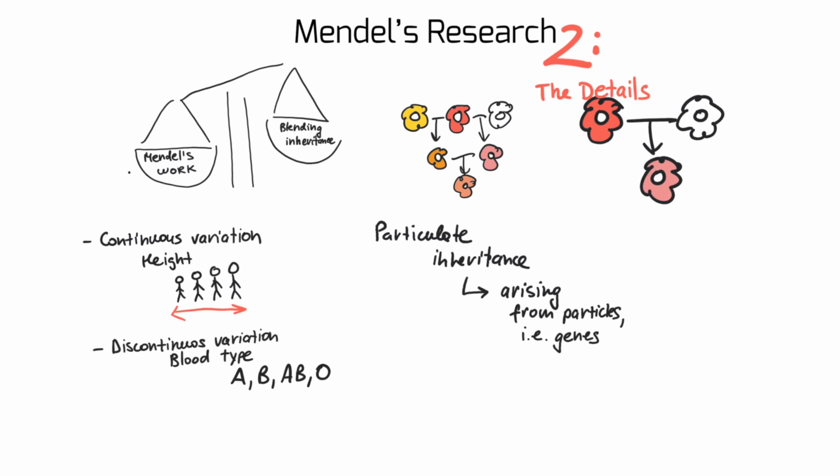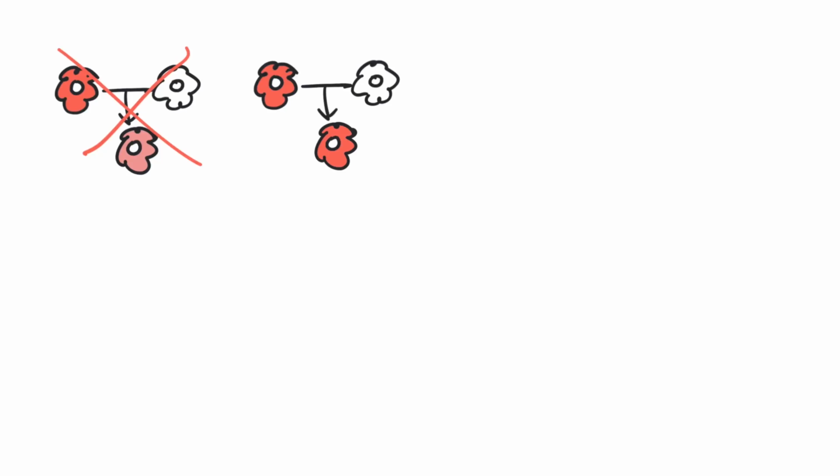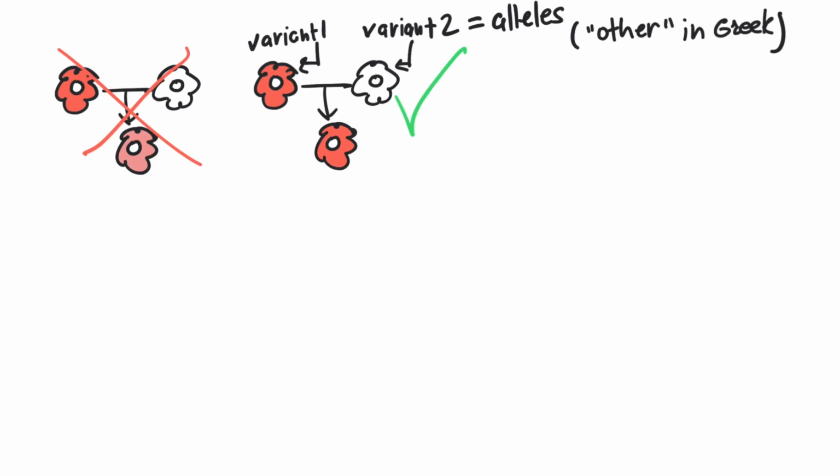For his research, he picked traits with discontinuous variation so that any offspring's traits could always be attributed to one and only one parent. The flower color was either red or white with nothing in between. The two different gene variants were called alleles, meaning other in Greek, and the observed traits which they produced were called phenotypes.